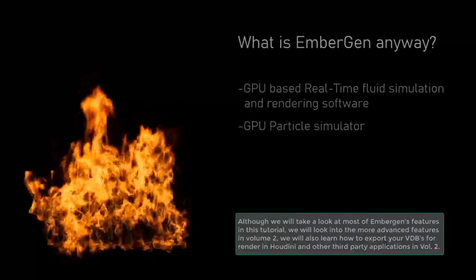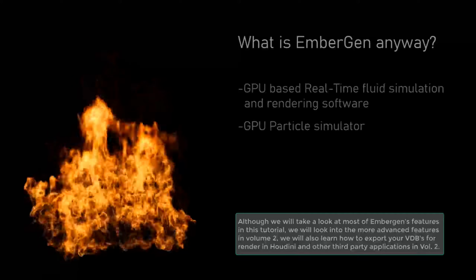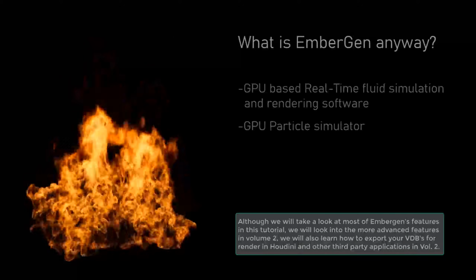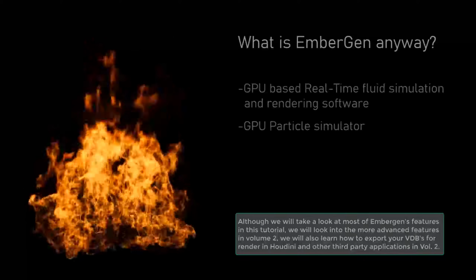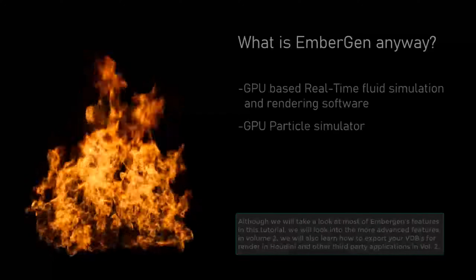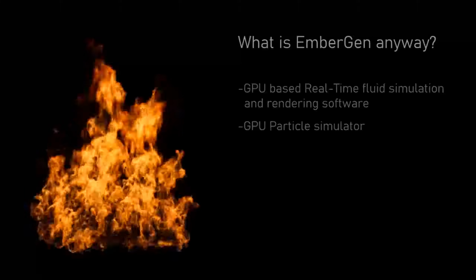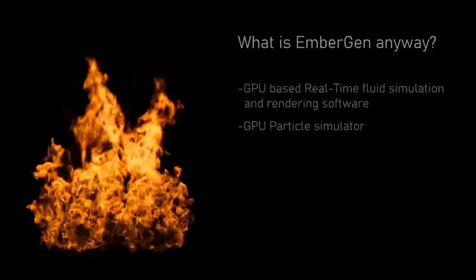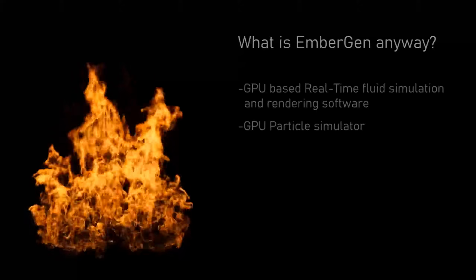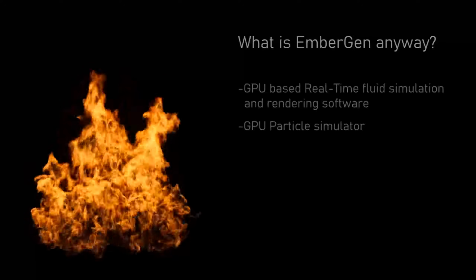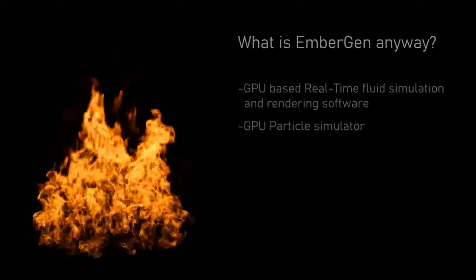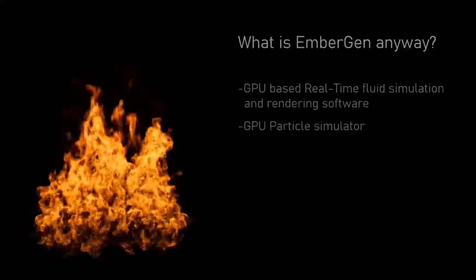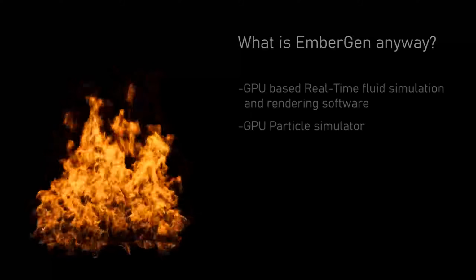Embergen is a GPU-based real-time fluid simulation and rendering software. It is also capable of simulating millions of particles in real time. Simply put, it is an extremely fast software that will help you create effects like fire, smoke, explosions, pixie dust, and a great number of very realistic and also fantastic effects for the video game and the visual effects industry.